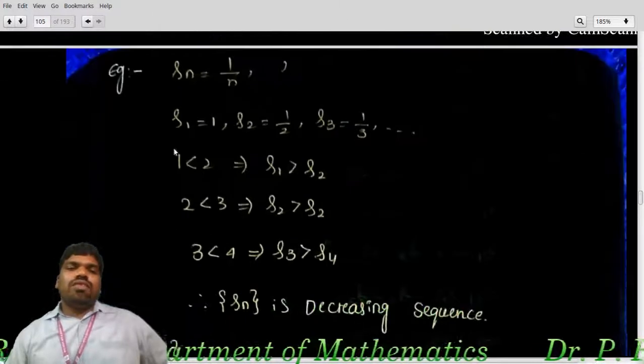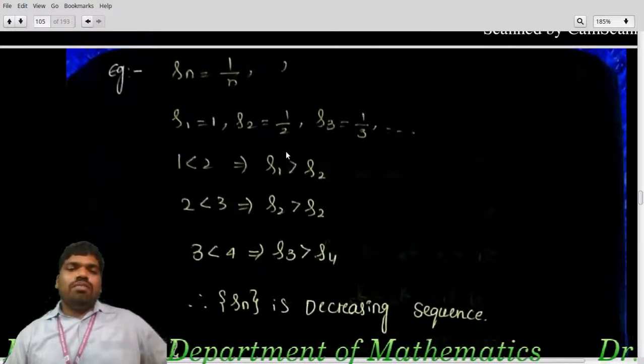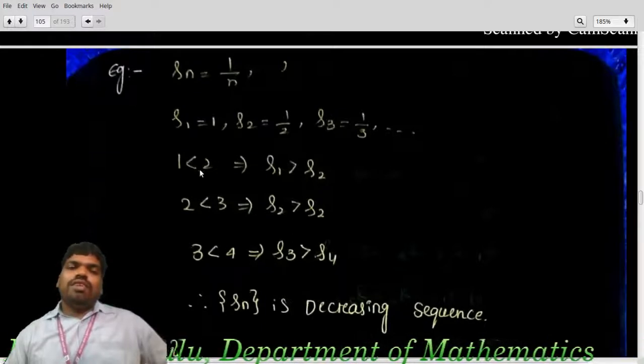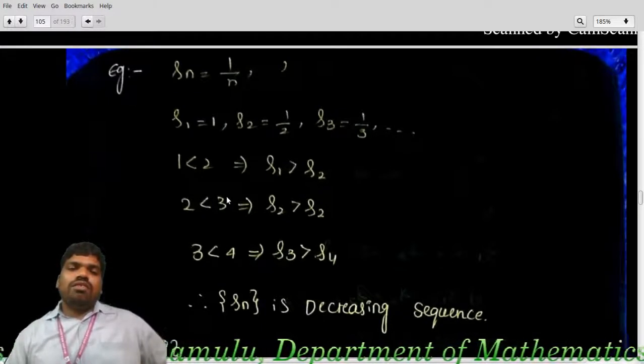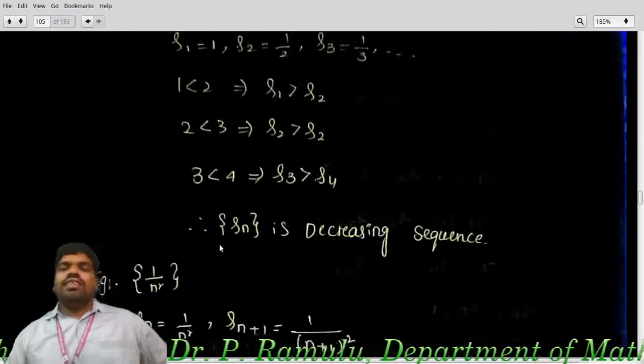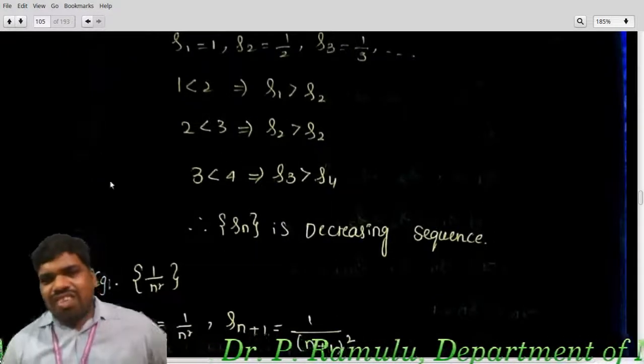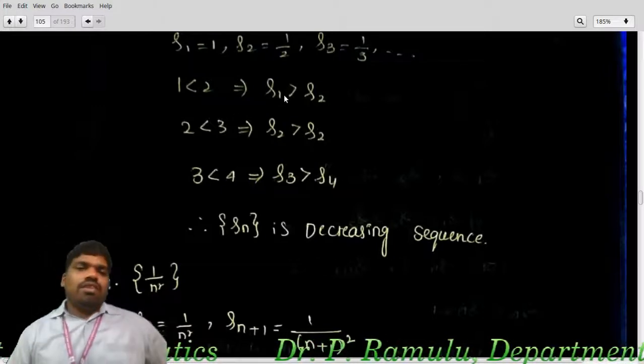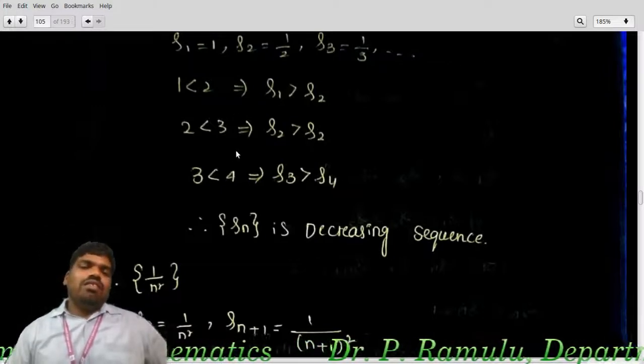Third definition I am using here. S1 = 1, S2 = 1/2, S3 = 1/3. 1 is less than 2, which implies S1 > S2. 2 is less than 3, S2 > S3. 3 is less than 4, S3 > S4. Therefore, Sn is a decreasing sequence. We may call this a strictly decreasing sequence also.